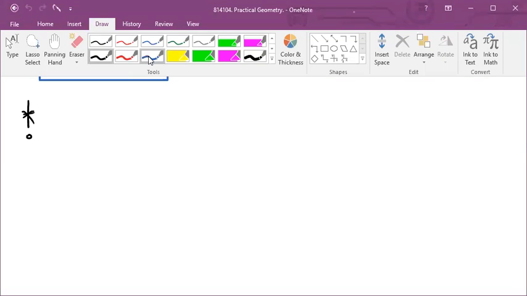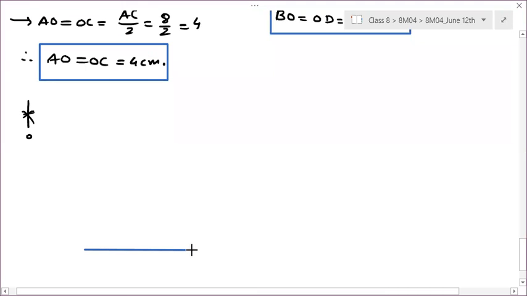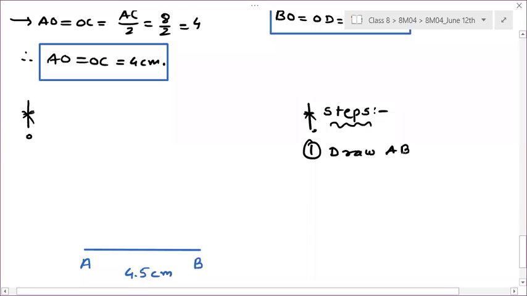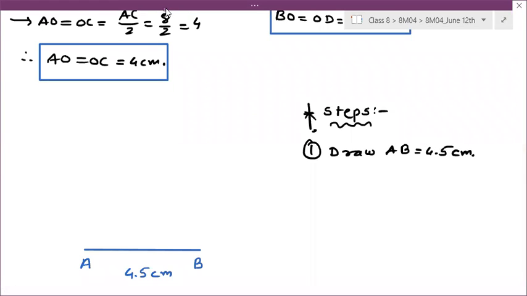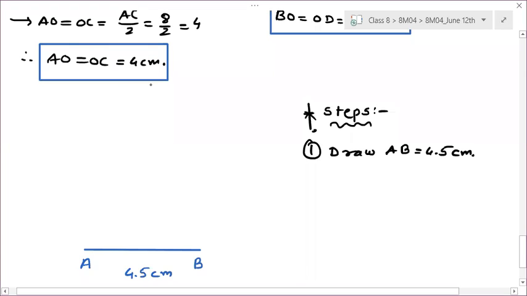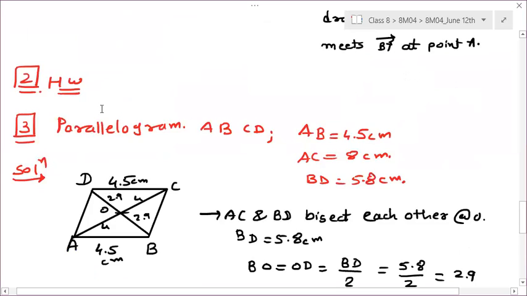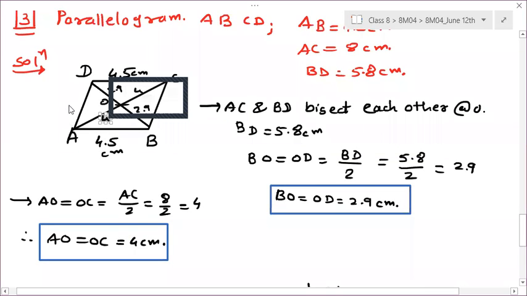So here I will plot the first side AB equal to 4.5 centimeter. Is it clear now? Right. So our steps of construction. We will draw AB equal to 4.5 centimeter. Okay. Now when we have this AB equal to 4.5 centimeter, after that we can take one arc of 4 centimeter, which will give me AO.